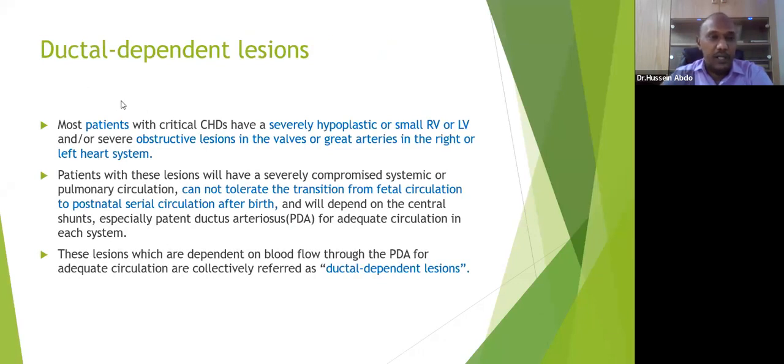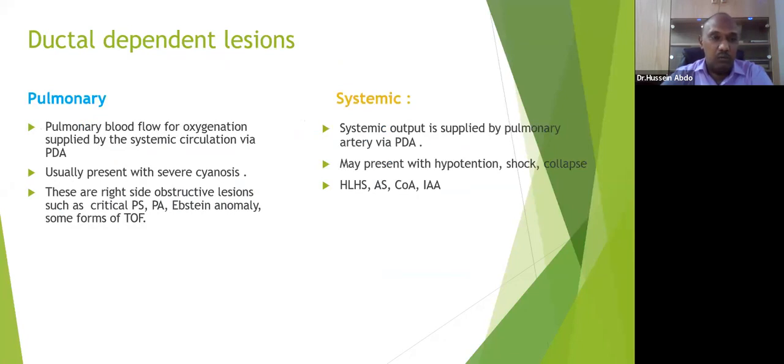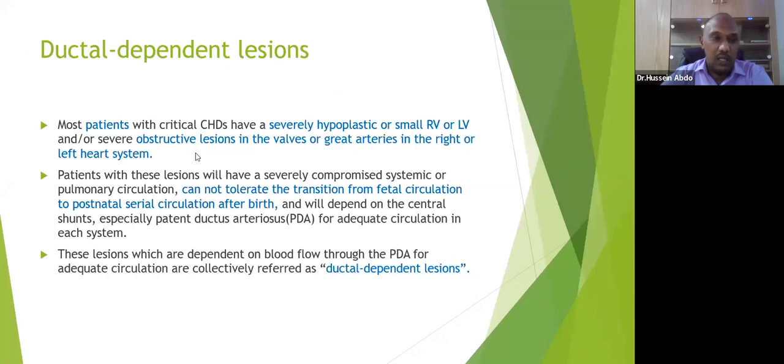From these critical congenital heart diseases, we define them as ductal dependent. These ductal dependent lesions are mainly categorized into either pulmonary duct dependent or systemic duct dependent. What do we mean by ductal dependent? It is a lesion, like a severe hypoplastic left or right heart, that depends on the patent ductus arteriosus. They cannot tolerate the transition from the fetal to the postnatal circulation after birth, and they depend on the duct. We need the duct for this lesion.